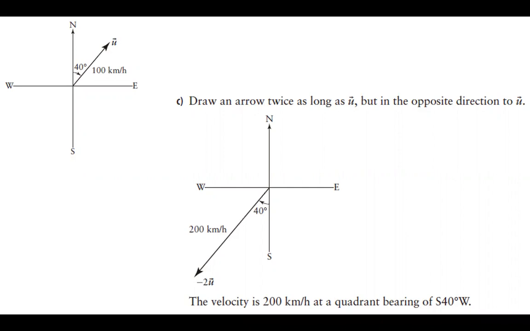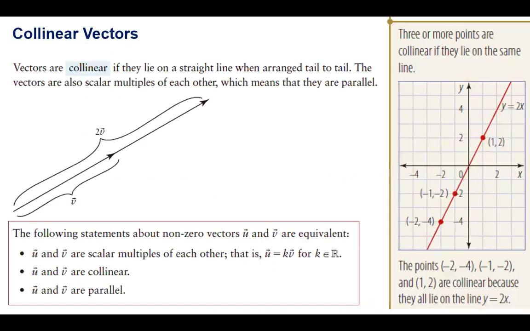No? Okay, if no questions, let's have a look at another important concept, which is called collinear vectors. Vectors are collinear if they lie on a straight line when arranged tail to tail. The vectors are also scalar multiples of each other, which means that they are parallel.